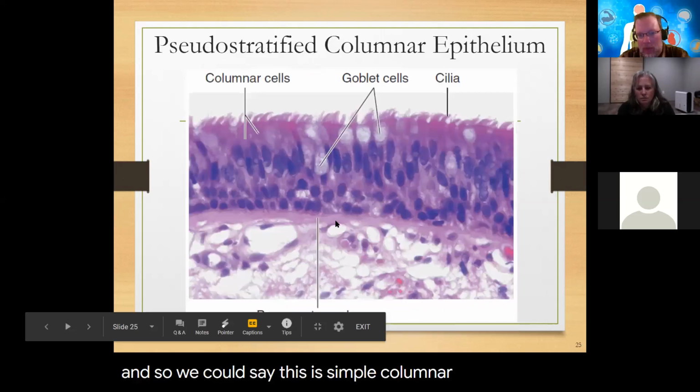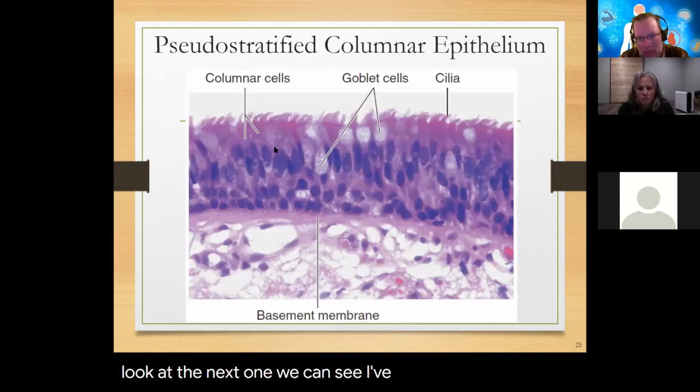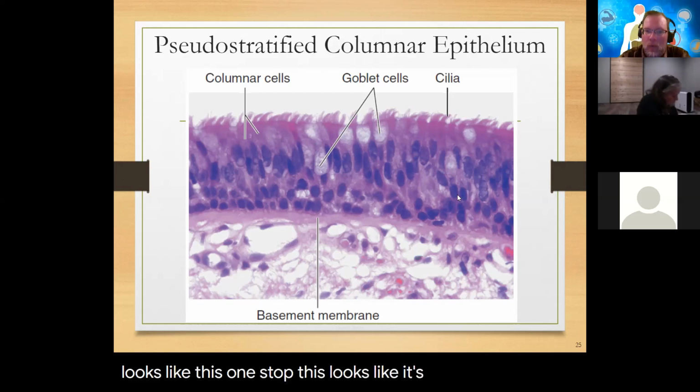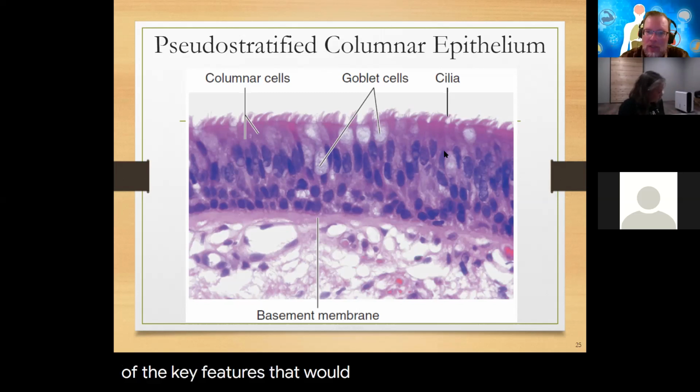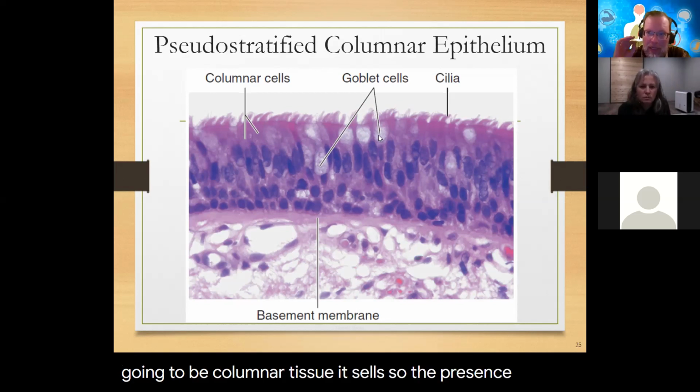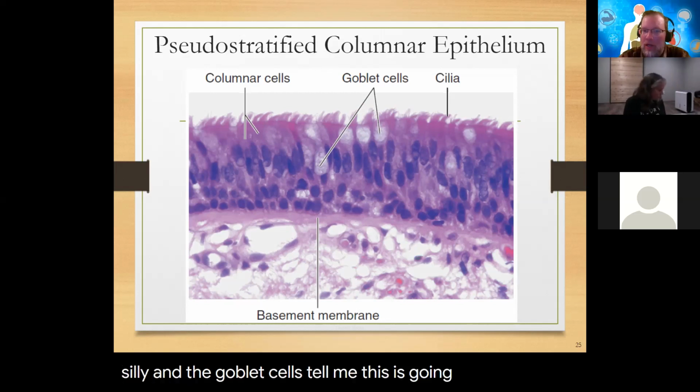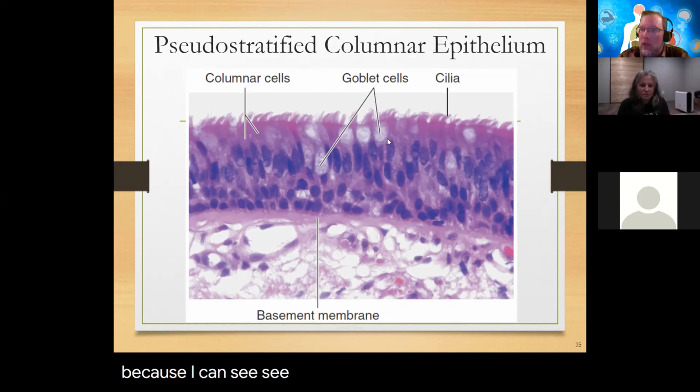Now, when I look at the next one, I've got what appear to be some columns, and here's this basement membrane, but there's some stuff going on down here. Like here's an oddball shaped cell, kind of a diamond shape. It looks like this one stopped. This looks like it's stratified, and one of the key features that would tell me this is columnar tissue is the presence of the cilia and the goblet cells. So the presence of the cilia and the goblet cells tell me this is going to be columnar, even though it looks like, I don't know what it looks like, a mess. But because I can see cilia and goblets, I know it's columnar.